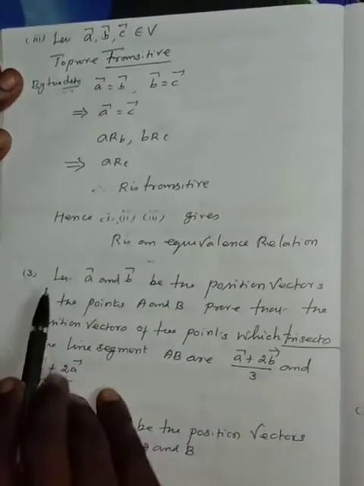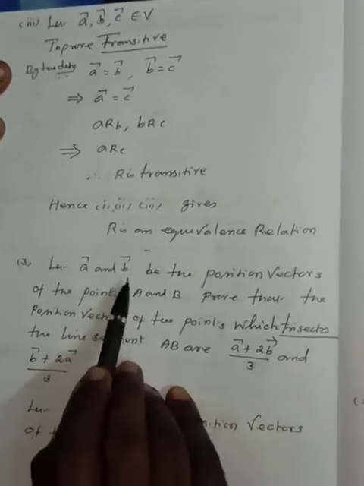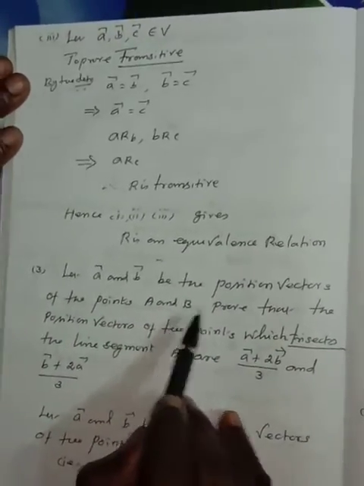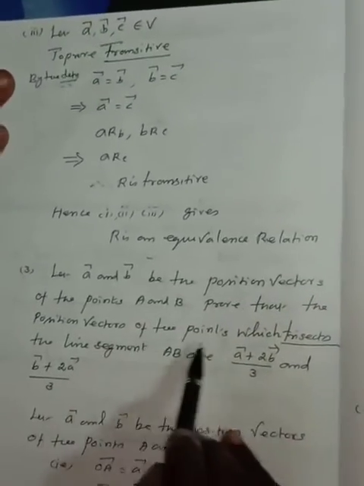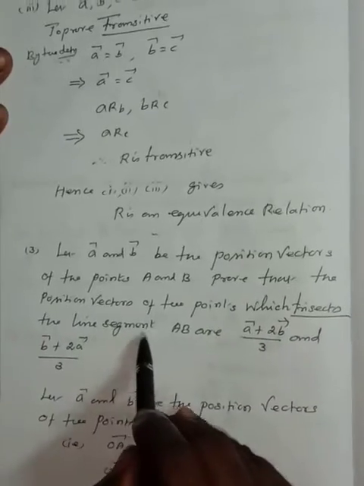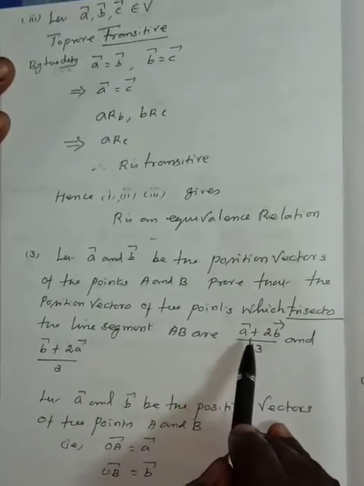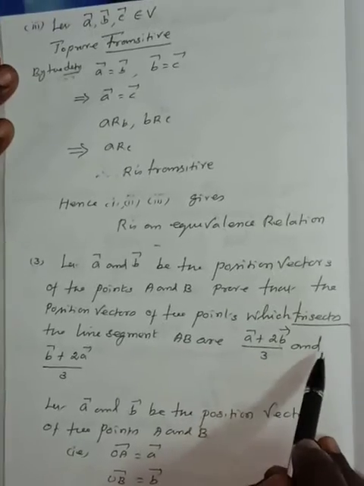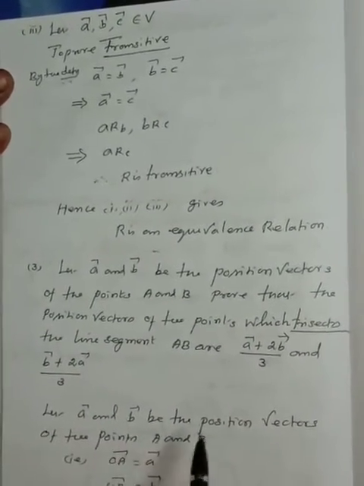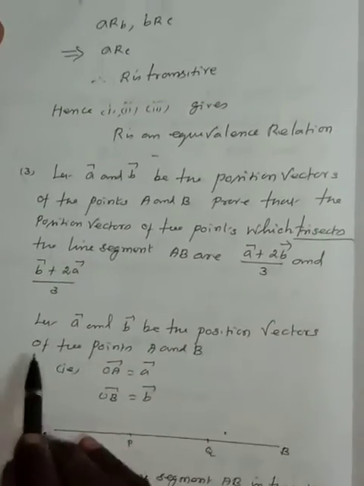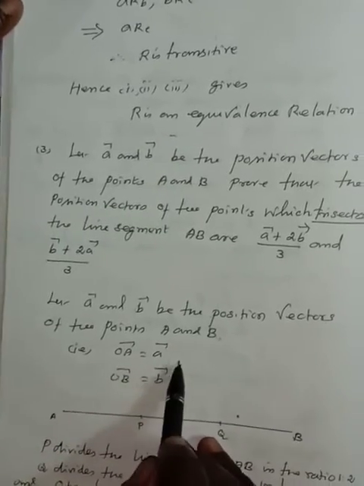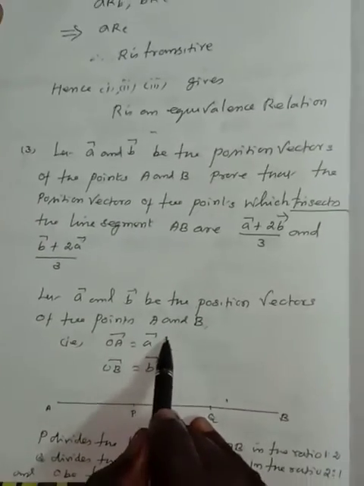Question number 3. Let vector A and vector B be the position vectors of the points A and B. Prove that the position vectors of the points which trisect the line segment AB are (A vector plus 2B vector) divided by 3 and (B vector plus 2A vector) divided by 3. Let vector A and vector B be the position vectors of the points A and B. This means vector OA is equal to vector A, and vector OB is equal to vector B.